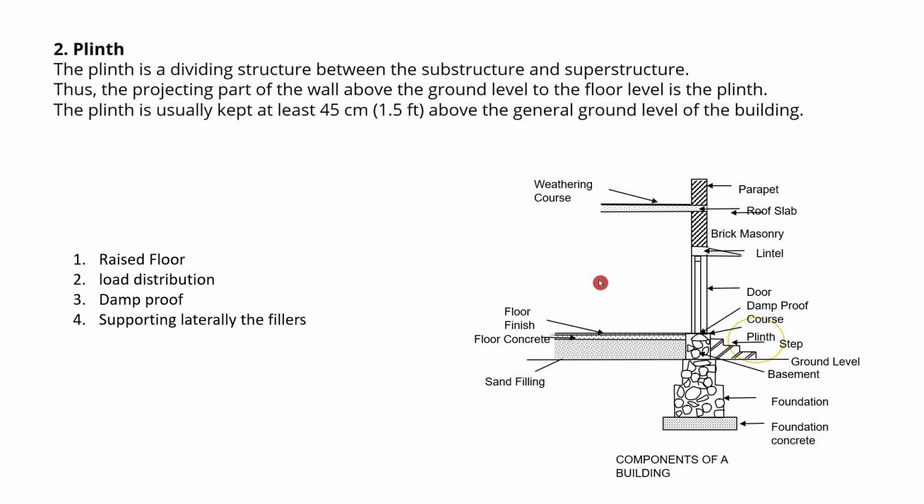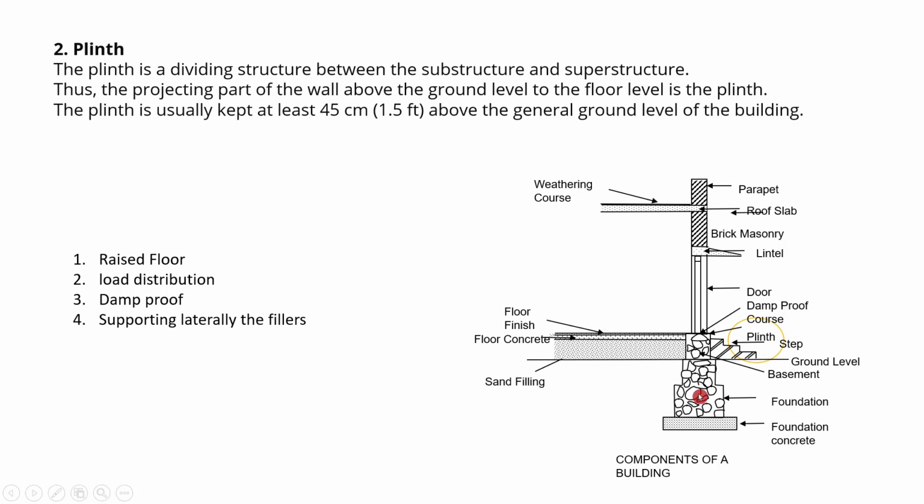So we have gone through the foundation, which is called the substructure, the portion of the building which comes below the ground. Now we will see the plinth, which is basically the separation between the superstructure and the substructure. So the plinth is the dividing structure between the substructure and the superstructure, the foundation and the main building part. Thus, the projecting part of the wall above the ground level to the floor level is the plinth.